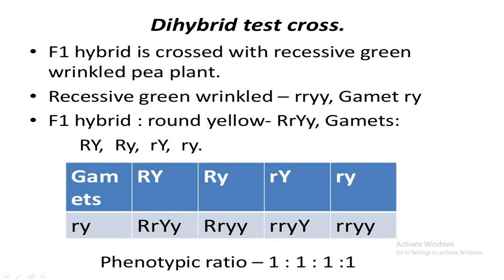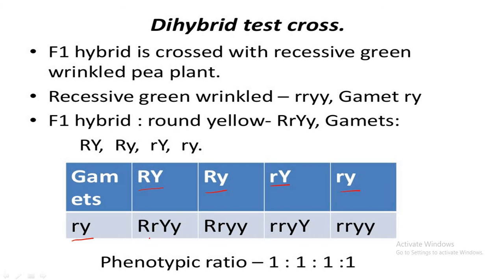Now this is the dihybrid test cross. The F1 hybrid is crossed with the recessive green wrinkled pea plant. This is F1, and it is crossed with the green recessive wrinkled plant. So the gametes produced by F1 will be capital R capital Y, capital R small y, small r capital Y, and small r small y. And the recessive green wrinkled plant will have the gametes small r small y.